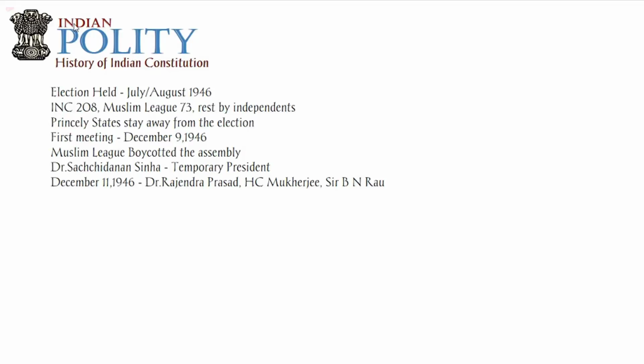The first meeting of the Constituent Assembly was held on December 9th of 1946. The Muslim League boycotted the meeting and insisted on a separate state of Pakistan. Dr. Sachchidananda Sinha, the oldest member, was elected as the temporary president of the assembly, which followed the practice of the French. Later, on December 11, 1946, Dr. Rajendra Prasad and H.C. Mukherjee were elected as president and vice president of the assembly.